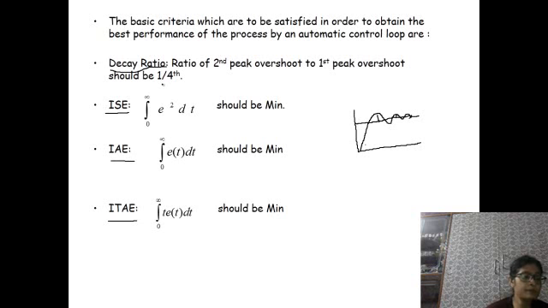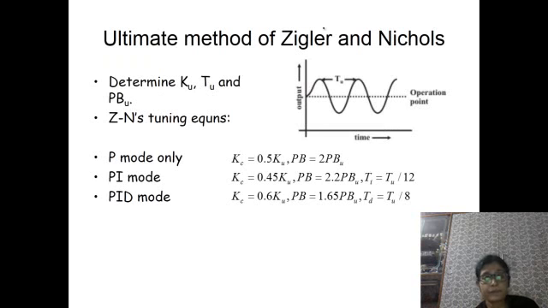But for best performance of the process, all these 4 parameters should be satisfied. Now, different tuning methods have been proposed by different workers, that is, by different sets of researchers. Different methods have been proposed. The first method is the ultimate method of Ziegler and Nichols. The researchers are Ziegler and Nichols.